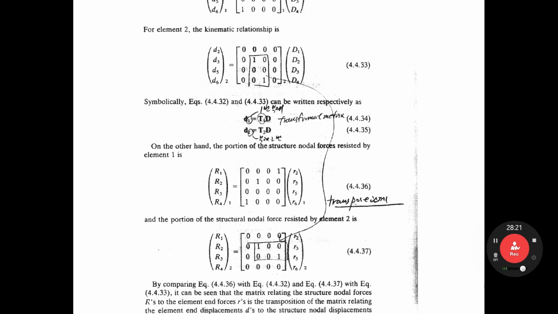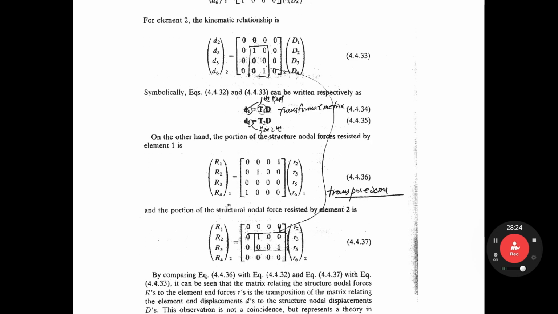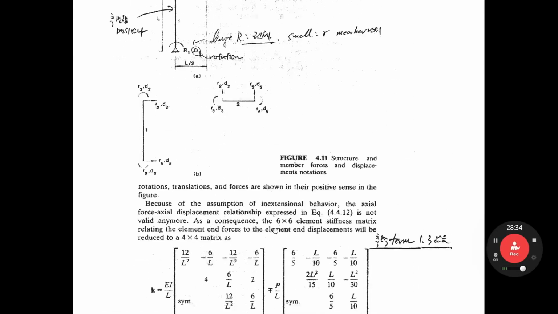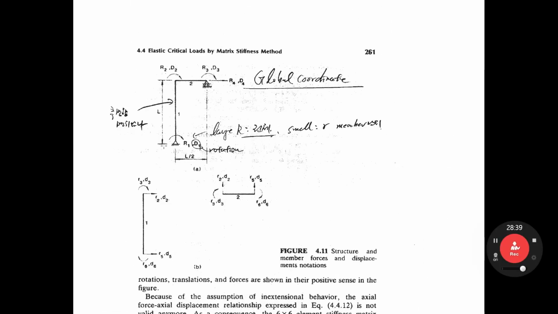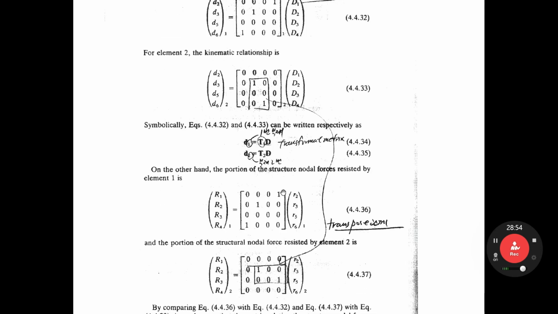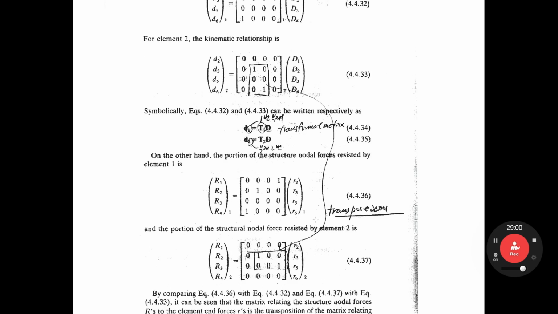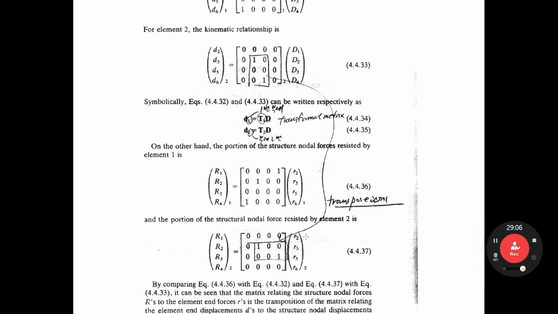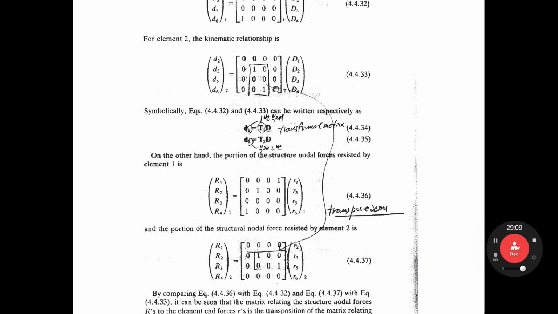If you establish R, global coordinate, and small r, local coordinate, look here. As you see, these forces, R1 to R6, you can match like that. Here R1, small r6, right? Match like that. So you can find this relationship for element 2. As you see, this is the transformation matrix regarding the displacement.